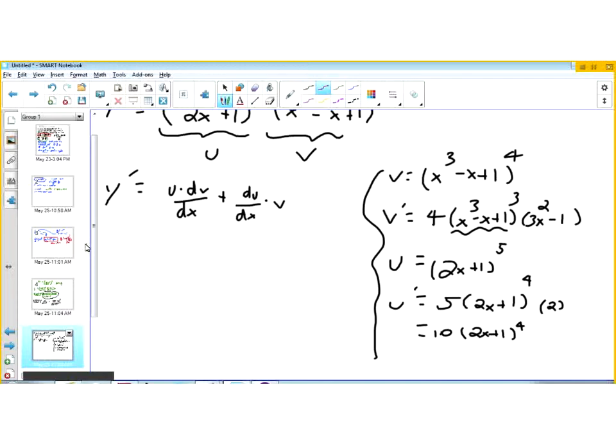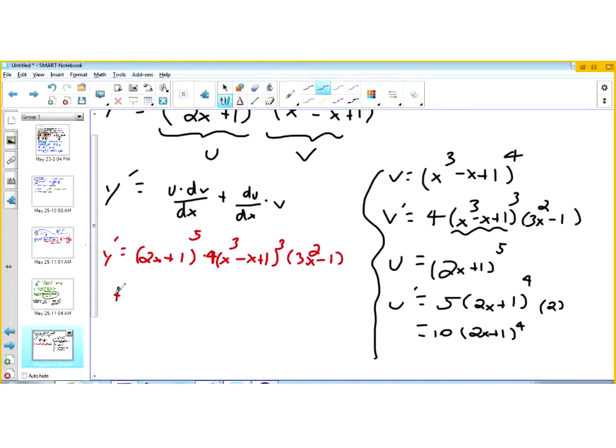All right, so we get y prime is equal to u, which is (2x + 1)^5, times dv over dx, which is 4 times (x^3 - x + 1)^3 times (3x^2 - 1).